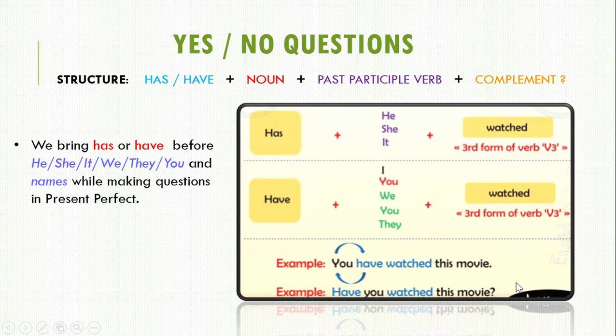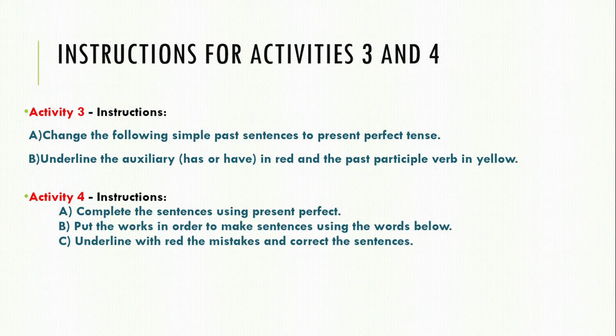Now let's move on to the activities, to the instructions. Instructions for activities 3 and 4. Activity 3. Change the following simple past sentences to present perfect tense and underline the auxiliary has or have in red and the past participle verb in yellow.